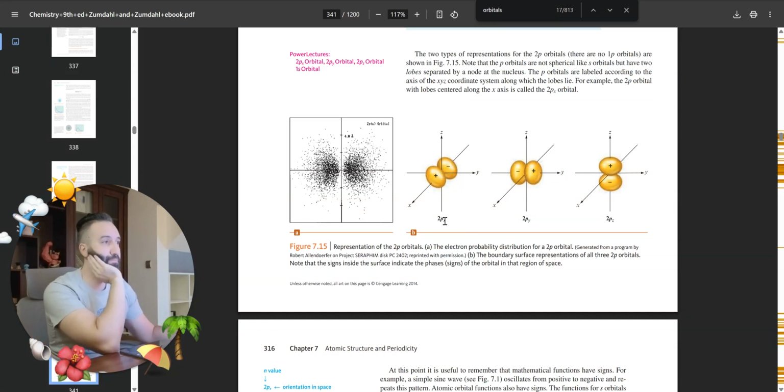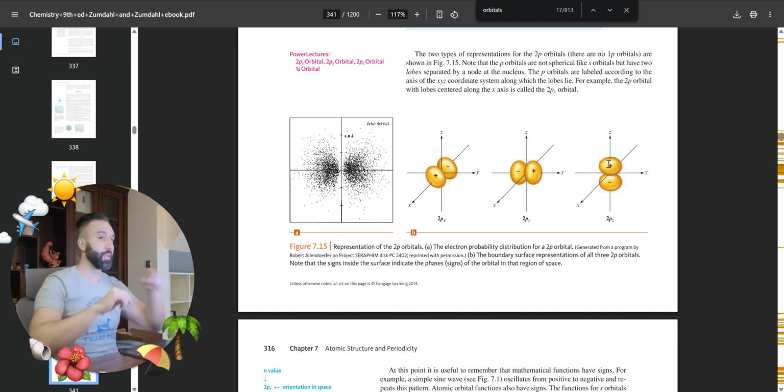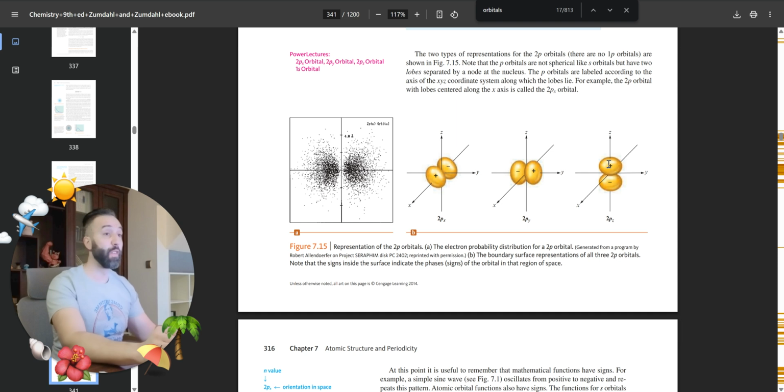This is 2px. We usually draw this as a number 8 on the x-axis. 2py is the same shape on the y-axis, and 2pz is the same shape on the z-axis. So p orbitals look kind of like an infinity sign.